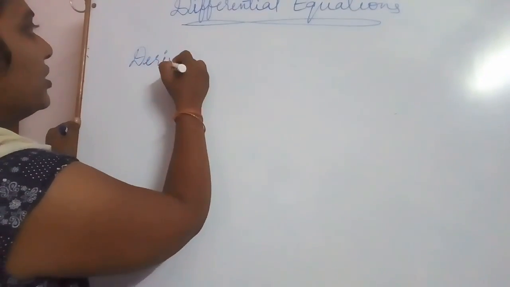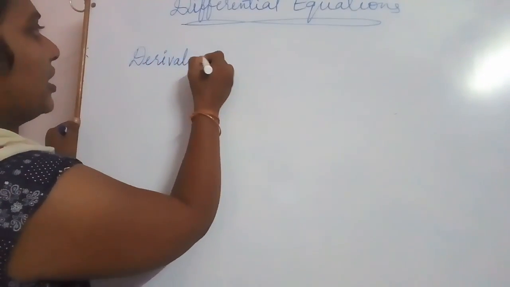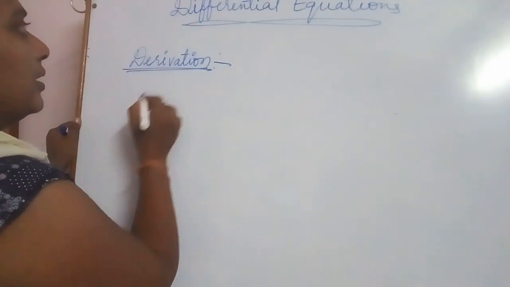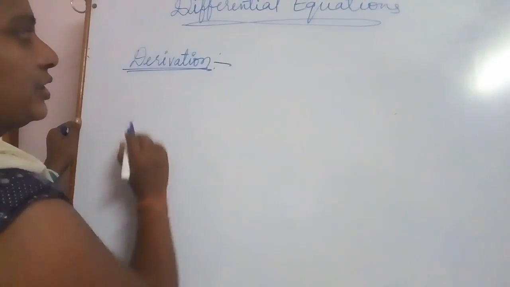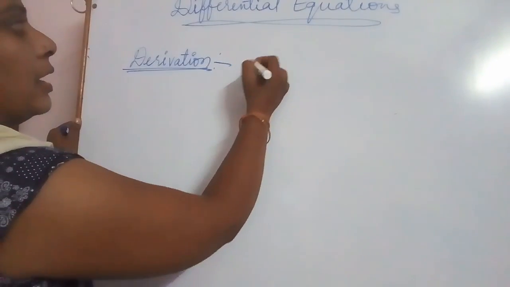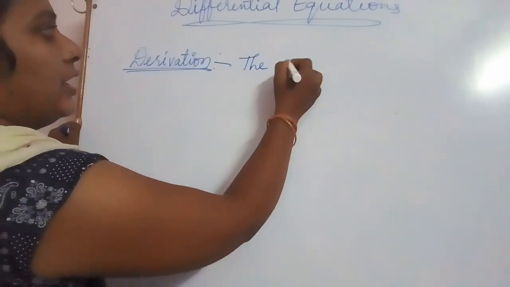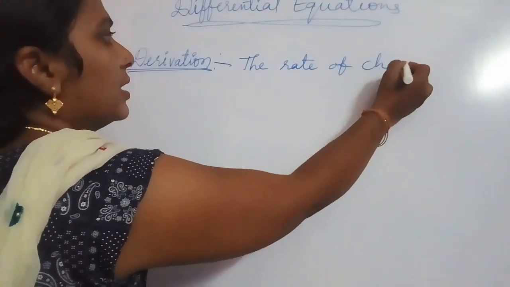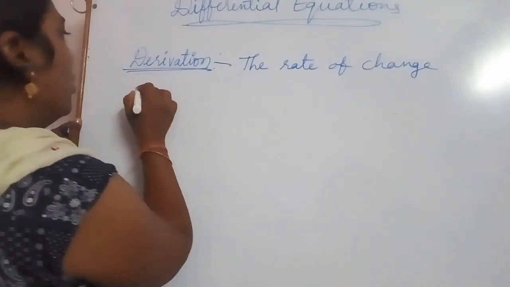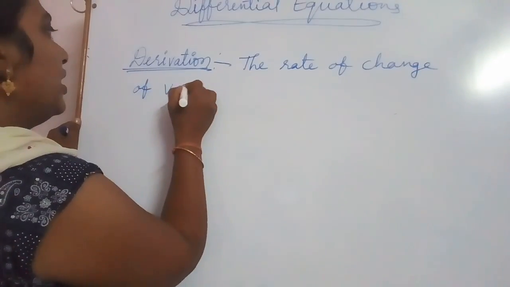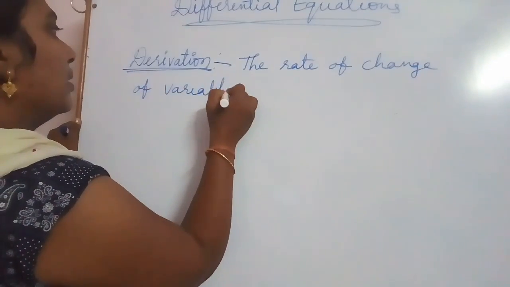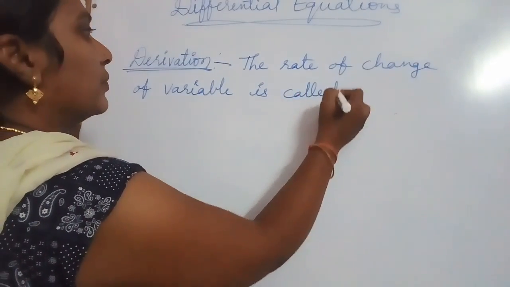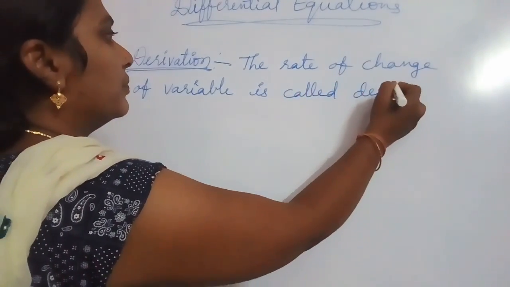What is differentiation? What is the derivative? Differentiation and derivative both are the same. The rate of change of the variable is called derivative.